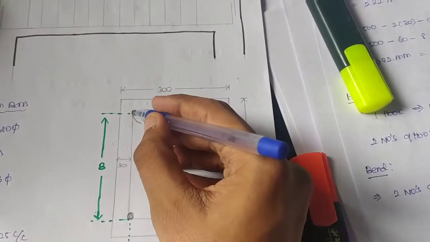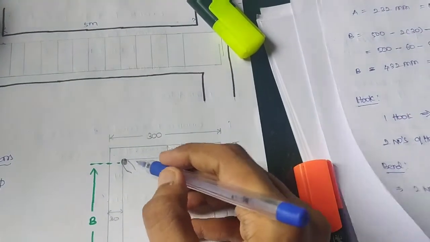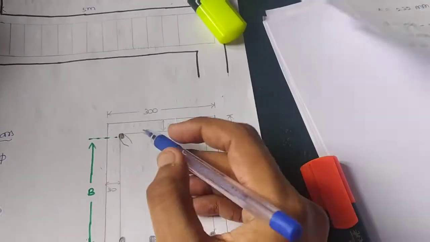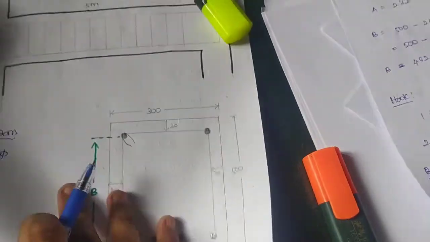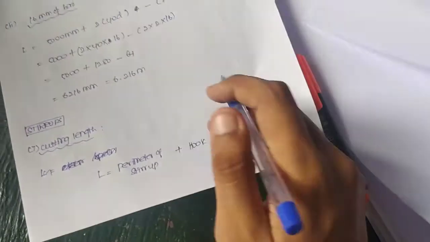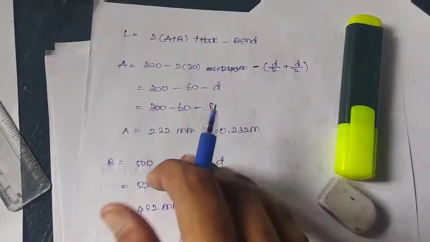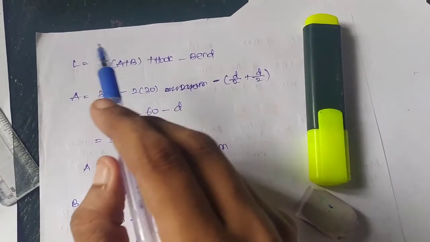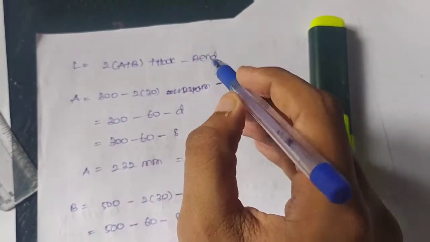Hook is nothing but, here an additional steel is provided, right? So we should add for that. So only we are adding the hook. And similarly, for the main bars we have deducted bend, right? Here also we should deduct for the bend. On all the sides we have bend. So we have the formula: cutting length of stirrup is perimeter of stirrup plus hook minus bend. What is the formula for the cutting length of stirrups? The perimeter plus hook minus bend.